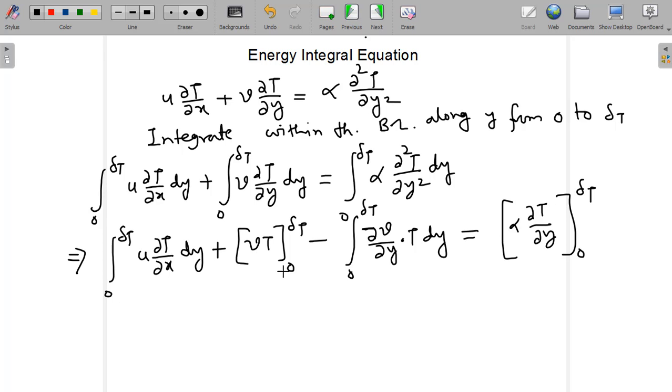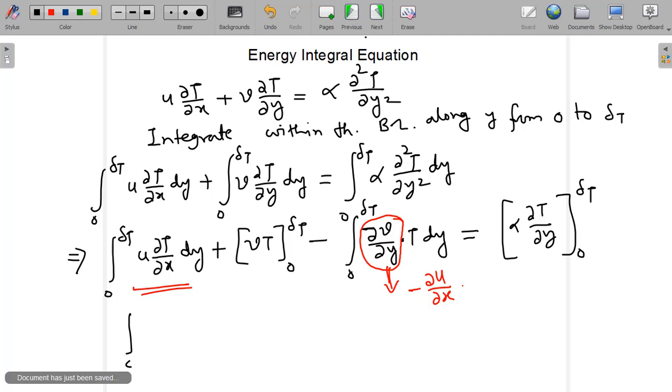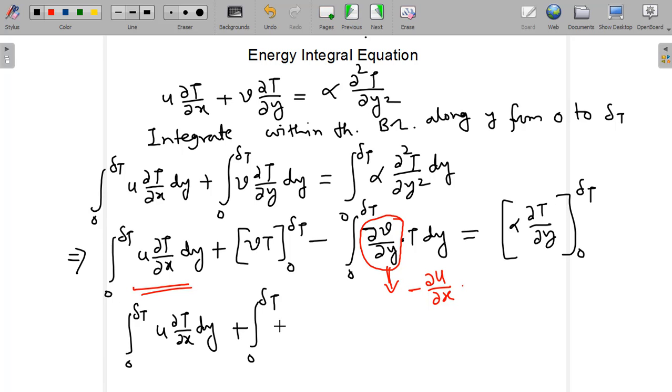So now to find out what we can do, let us see this term. What is this term? ∂v/∂y. From the continuity equation we can write this quantity is nothing but minus ∂u/∂x for 2D incompressible flow. So if we put this quantity as minus ∂u/∂x, this minus and this minus will become positive, and we can club the first term and this term. So what we will get is integral 0 to delta T of u ∂T/∂x dy, that is the first term, and it will be plus 0 to delta T of ∂u/∂x into T dy.